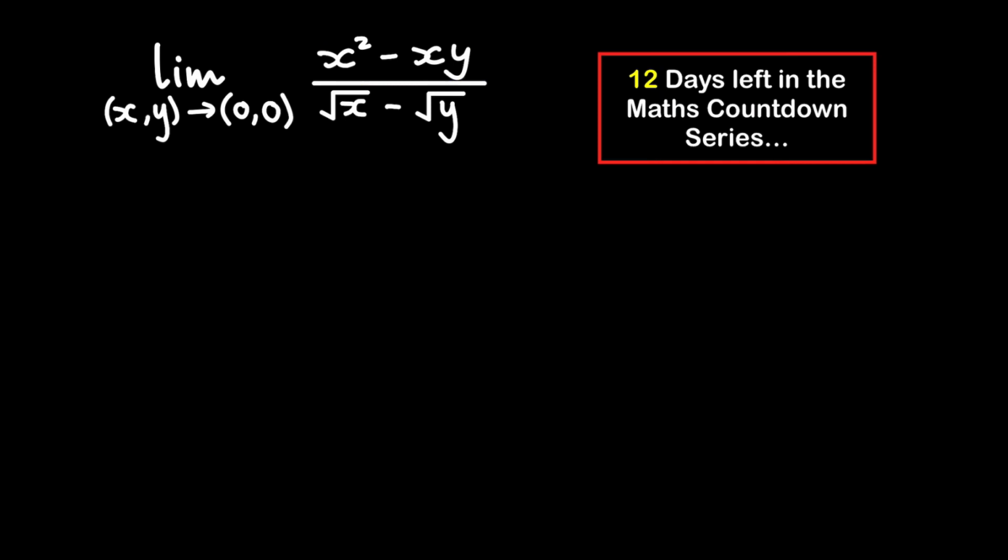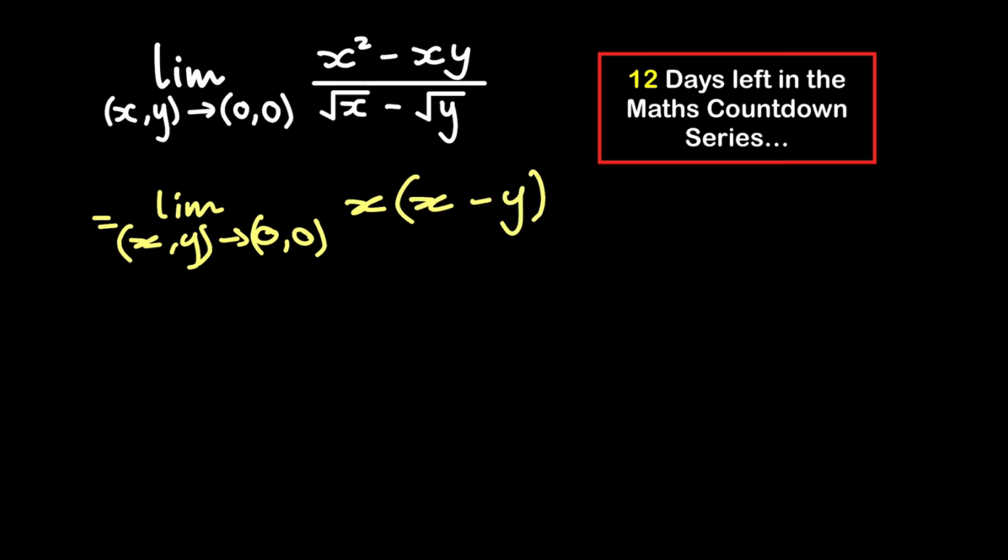Okay, so with this particular limit, we're going to use algebraic manipulation and take out an x as a common factor in this numerator. So we have the limit as x and y approach 0 and 0 of, now we take out this x, so we have x minus y, and then that's still over the square root of x minus the square root of y. Well, there's something that you should notice here, and it might not be that obvious, but it's necessary to notice it in order to continue.